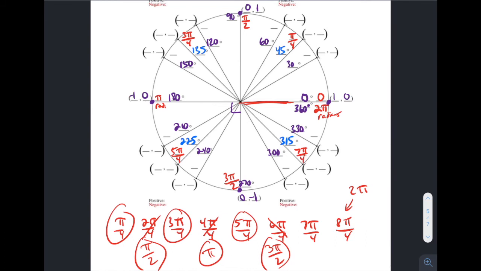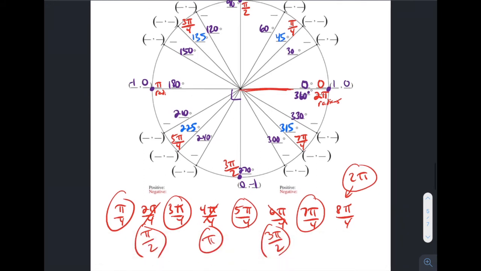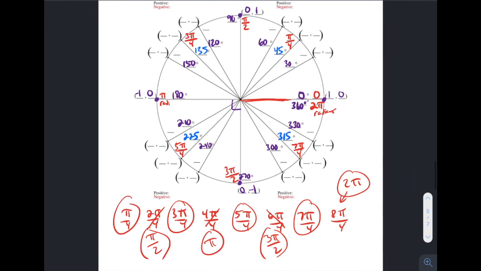And then if we go finally another pi over 4 or 45 degrees, we're going to end up at 8 pi over 4, which is the same thing as 2 pi, and we've got that right here if we go all the way around the circle. So we've got those radians on there for the multiples of 45 degrees or pi over 4. We can do this exact same concept with our 30-degree angles or pi over 6 angles.